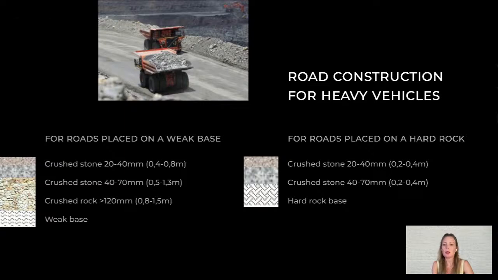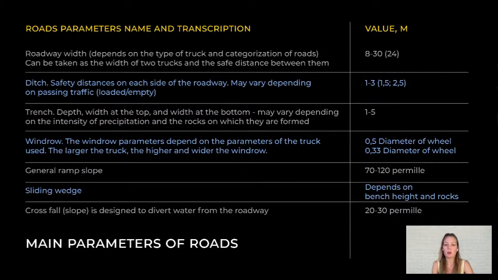Now let's talk about the key factors in road construction. First up is the width of the roadway, which should match the size of the largest dump truck using it. Roads can be single lane or double lane. In tight spaces or when using a roundabout, single lane roads can work, but they need clearance pockets every 300 meters or so. Shoulders are another solution.